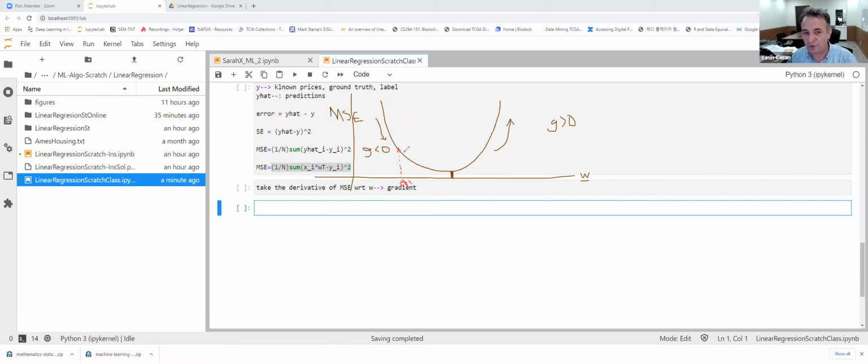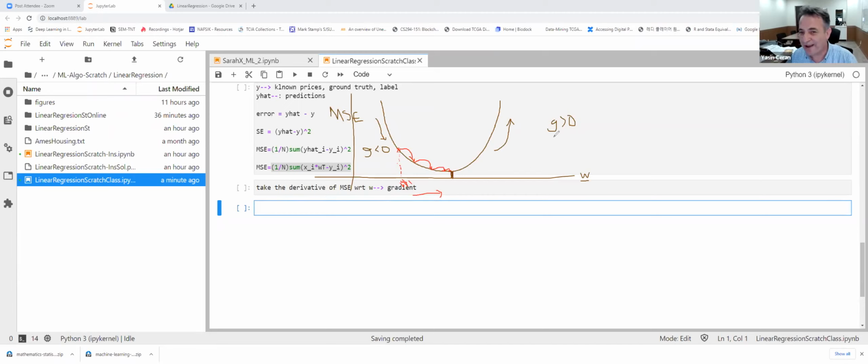If your gradient is negative, that means you are on the left of the minimum point. Then you need to increase your W so that you can get closer to the minimum point. You are going to increase your W in steps until you feel you are close enough to the minimum, and then you stop. You do this in terms of a number of iterations.